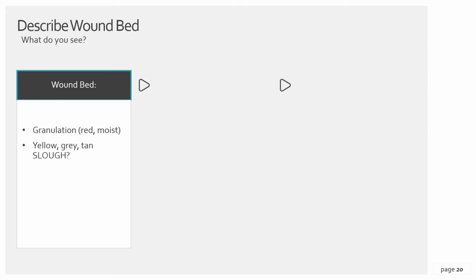Do you see anything yellow, gray, or tan? That might be slough. Do you see anything black or brown? That might be eschar. The difference between eschar and a scab: eschar is dead tissue. It's skin or subcutaneous tissue that is dead. A scab, on the other hand, is simply dried blood or a dried blood clot.